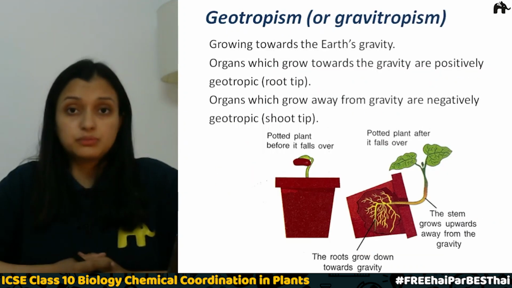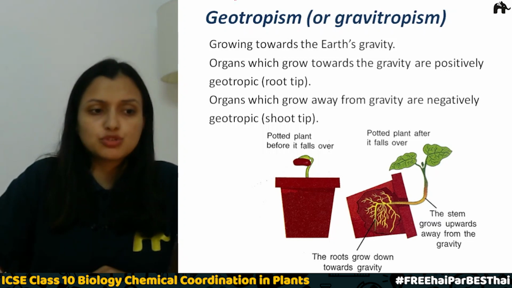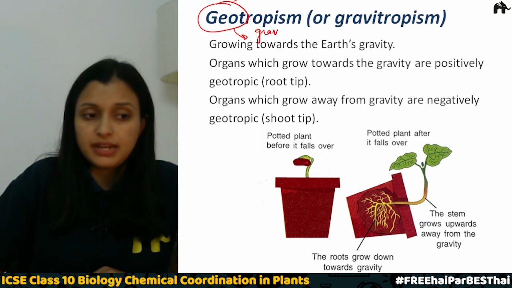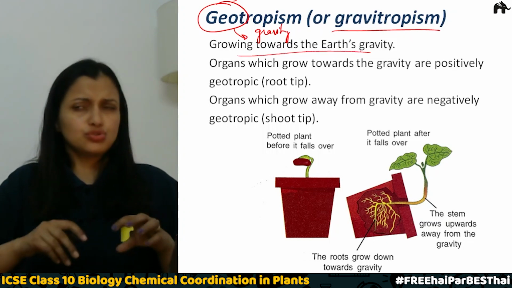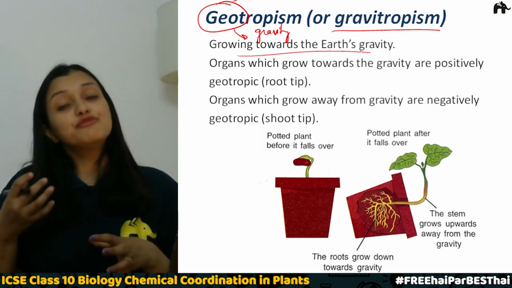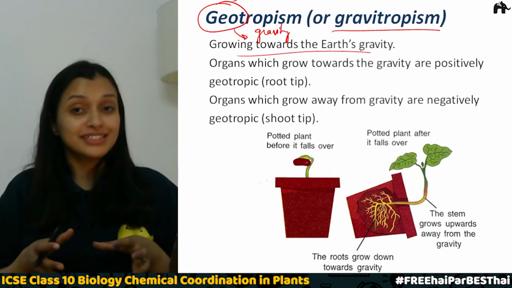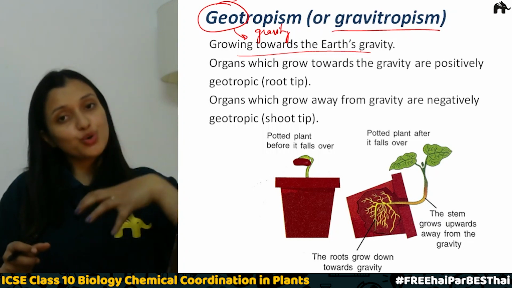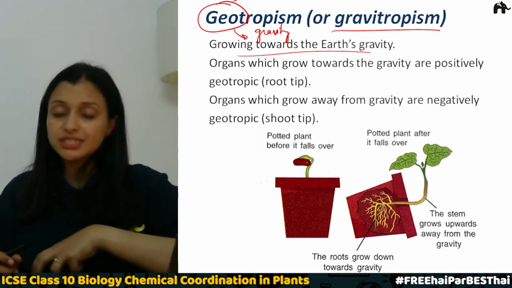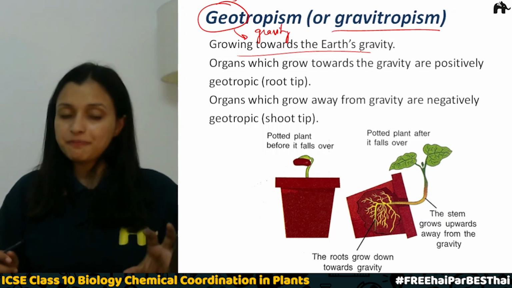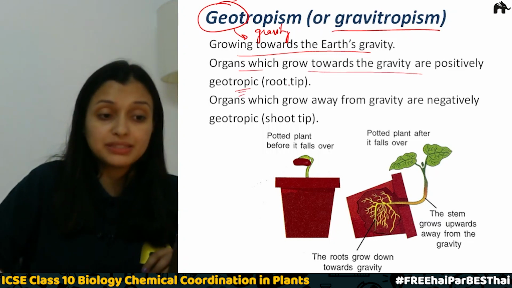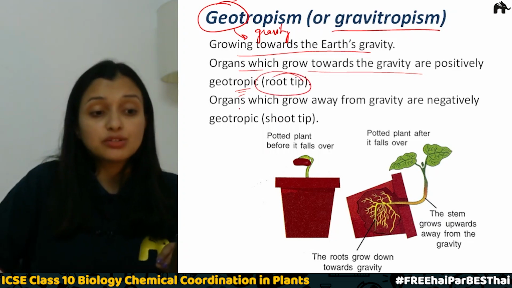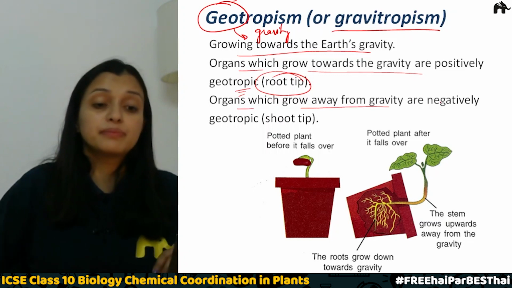Now the next tropic movement is geotropism. The geo word means gravity, right? So it is also called gravitropism, the growth towards the gravity of the earth. Just think about a part of a plant which grows towards the gravity. Very simple. What are they? They are the roots. They are growing deeper and deeper into the earth. So there are organs which grow towards the gravity, and we call them positively geotropic, for example, the root tips. Now the organs which grow away from gravity are negatively geotropic.